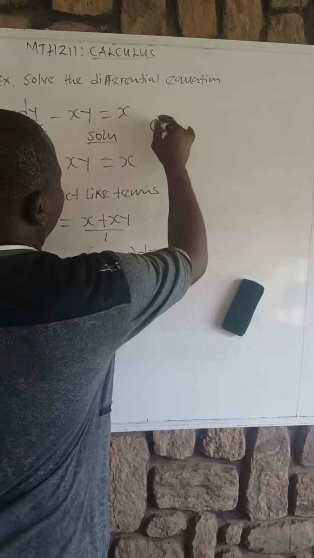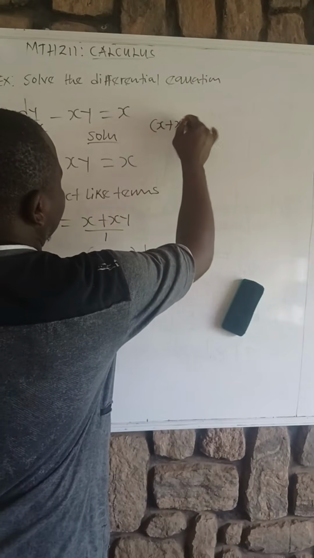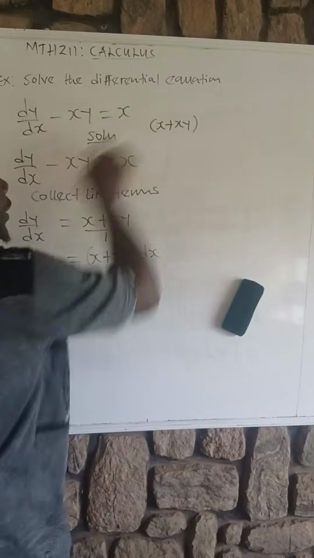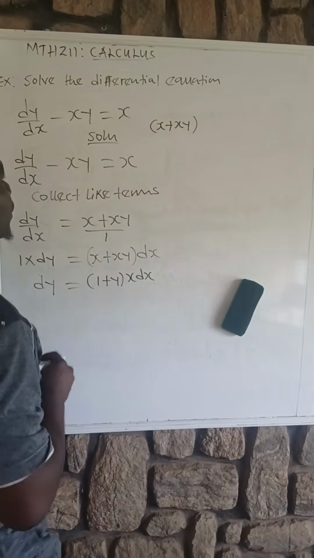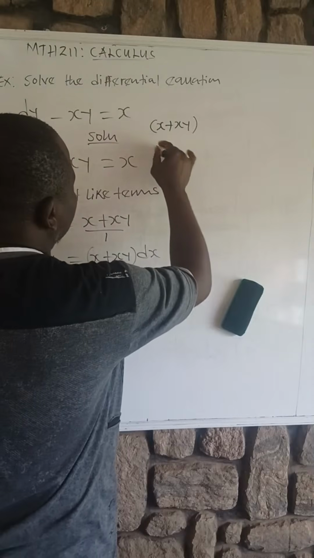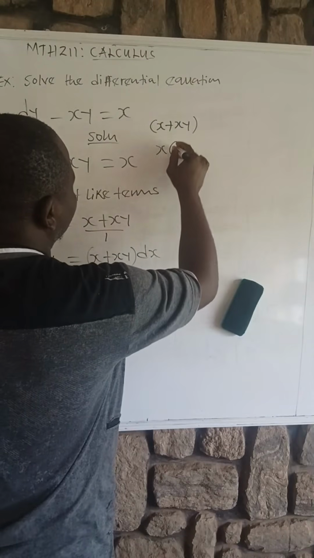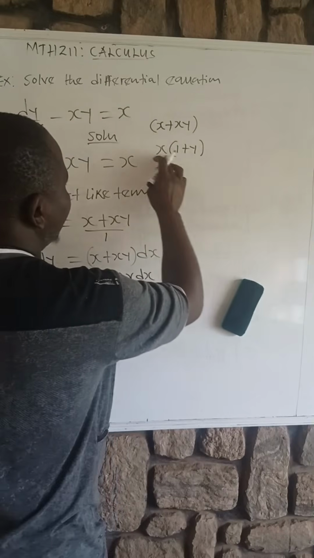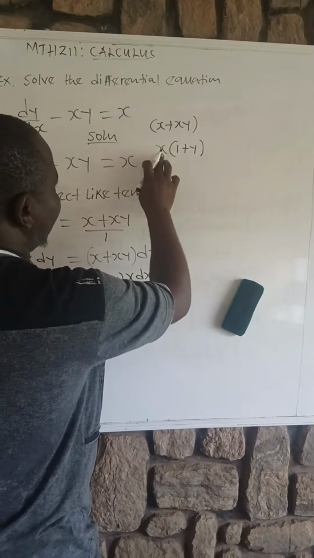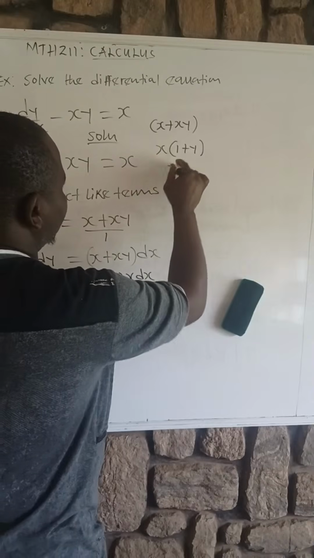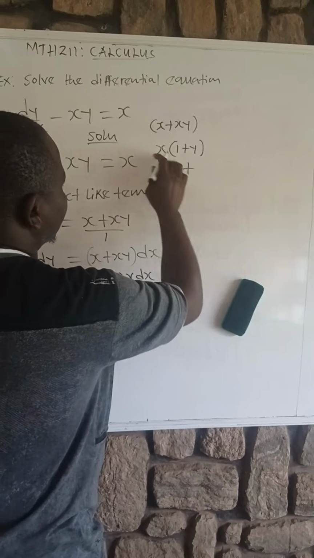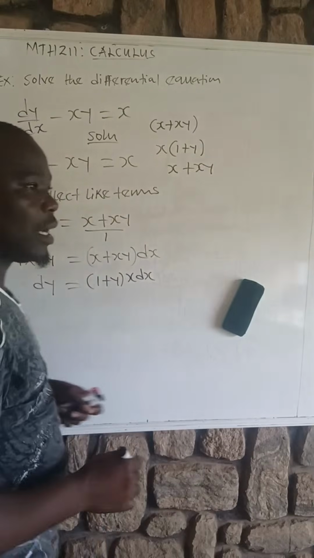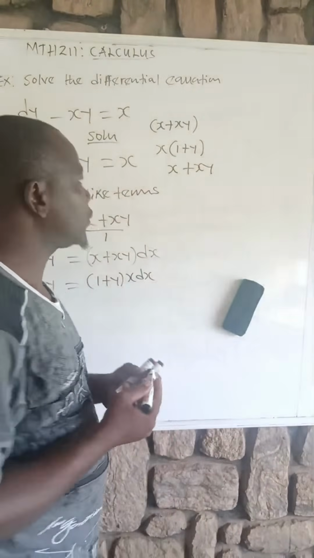Okay, ordinarily, when we have x plus xy, ask yourself, what is common inside this bracket? Is it not x? X is common, you factor it out. Here will be 1 plus y. By the time you multiply this bracket, x times 1, is it not x? Plus x times y, is it not xy?